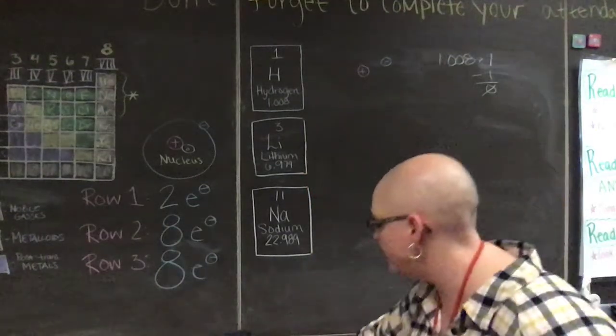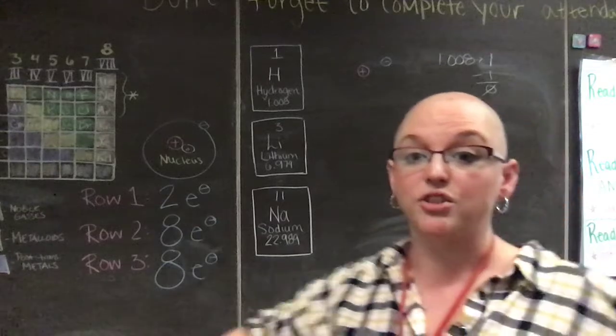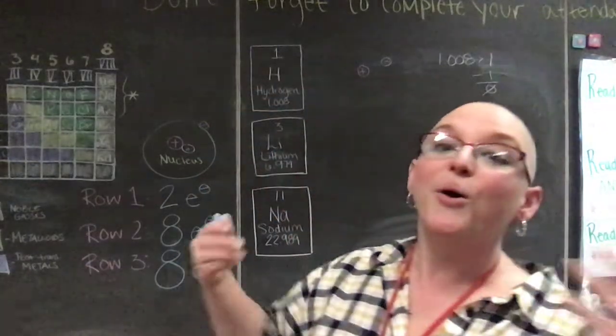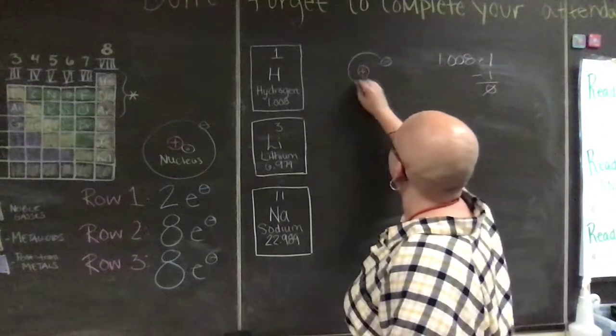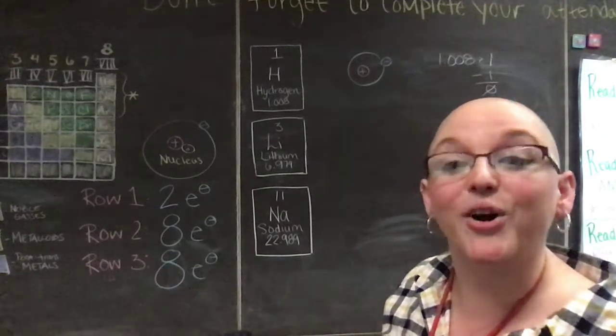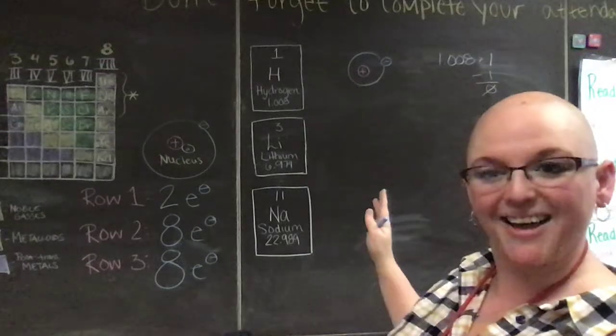Now that we have that established, we also want to make sure that our electron isn't just floating out there. We want it to be on a ring, so it has a place where it belongs. So we're going to put that electron on its ring, and now we are done.